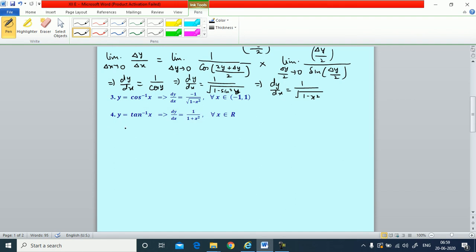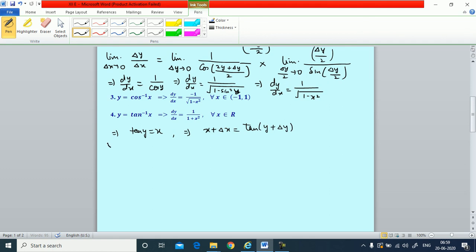Now let us derive for y is equal to tan inverse x. We can write it as tan y is equal to x. Again, if I take a small change in x, corresponding to that there will be a small change in y. Okay, so x plus delta x will be tan of y plus delta y.